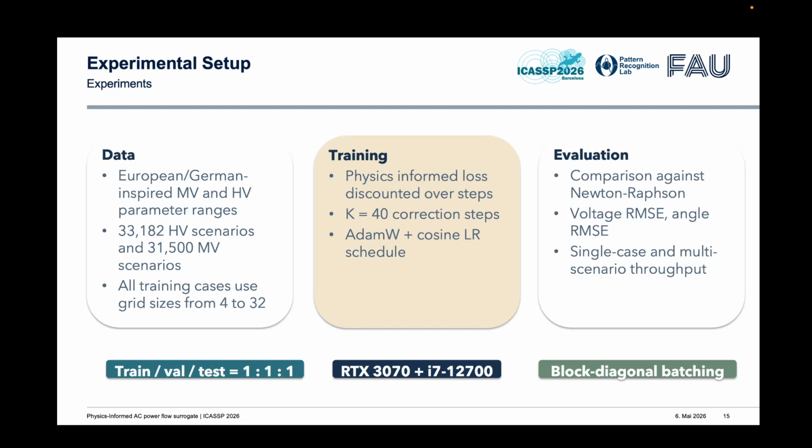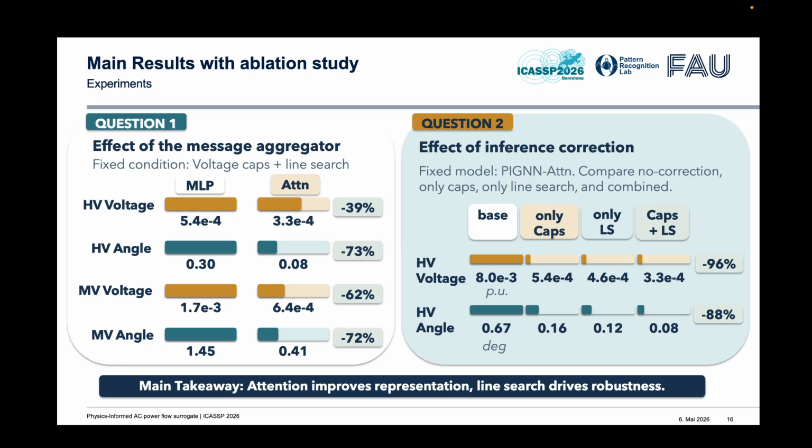So this is the main result with ablation study. Here, the ablation mainly compares two things. First, the effect of the message aggregation, and second, the effect of the inference correction mechanism. So for the message aggregation, MLP versus edge-aware attention-style message aggregation. Overall, the attention-based message aggregation performs better than multi-layer perceptron style message aggregation. And this is again especially clear in the medium voltage, where the grid is more anisotropic.